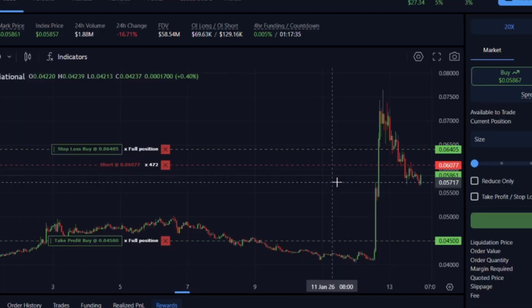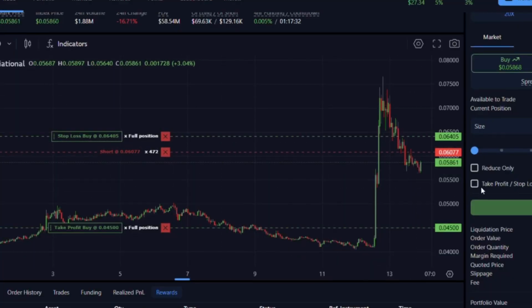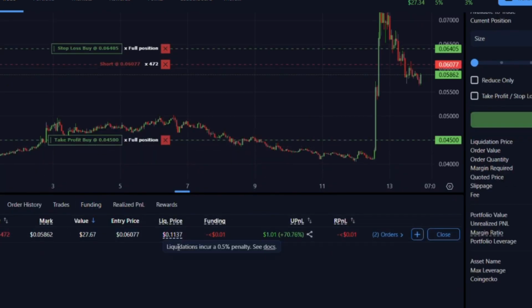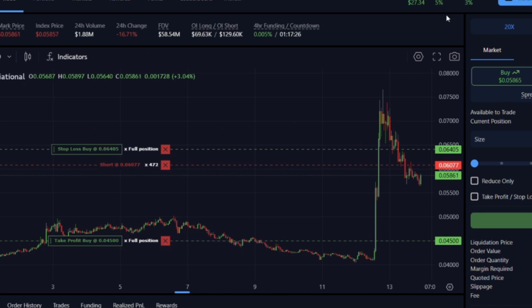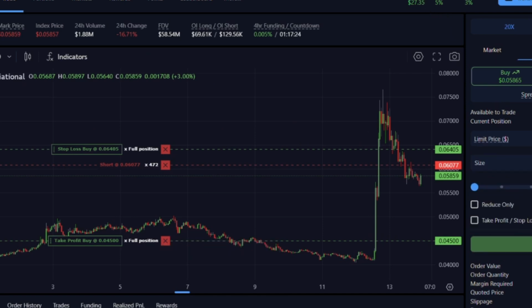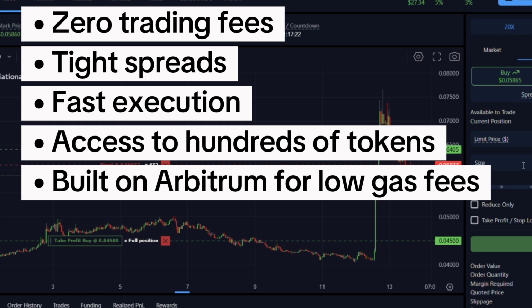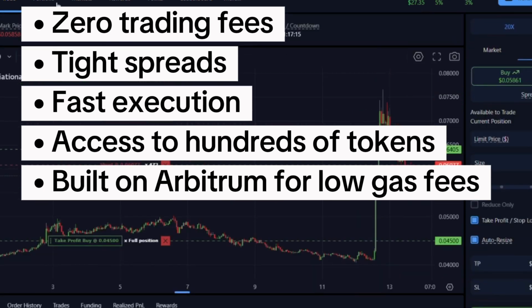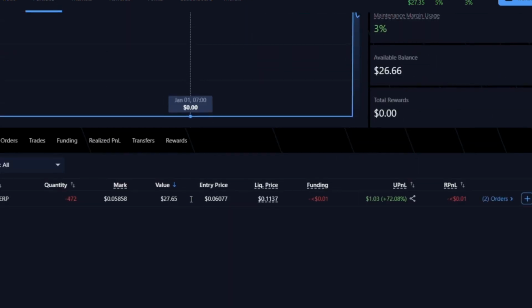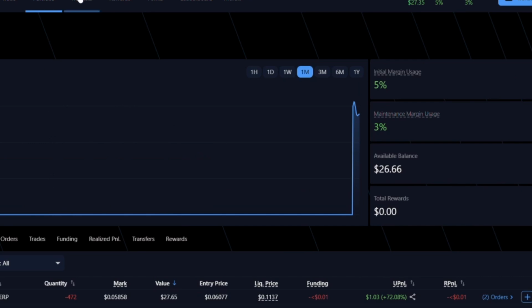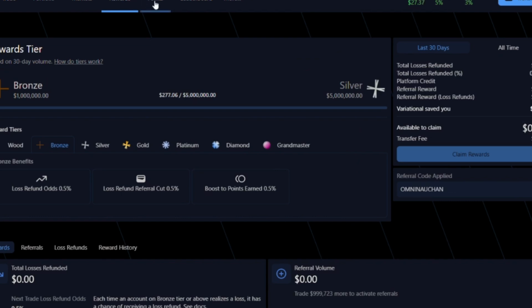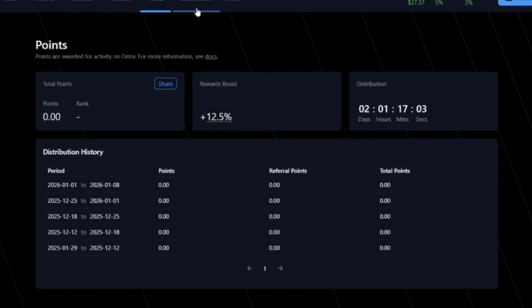Variational for a retail trader is called Omni, which is Variational's retail-friendly trading platform. Omni is where everyday traders interact with Variational without needing advanced knowledge. Key features of Omni are zero trading fees, tight spreads, fast execution, access to hundreds of tokens, and it is built on Arbitrum for low gas fees. One standout feature is the loss refund mechanism, where some losing traders may be partially refunded through incentive programs. This is extremely rare in crypto trading.